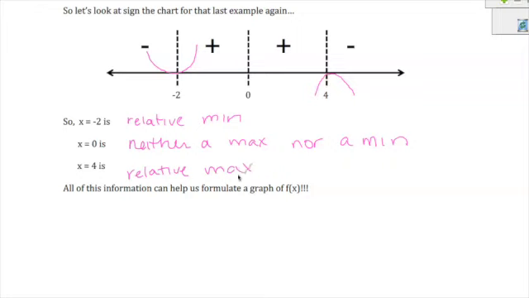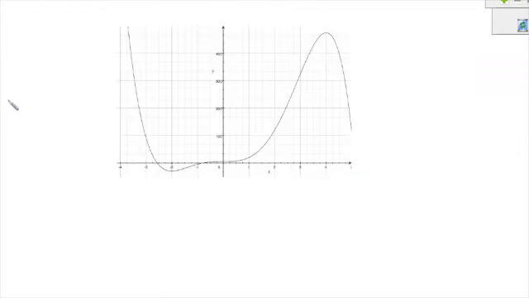All of this information helps us formulate a graph of f of x. So remember, we do not have a calculator. If we look at what's happening on this graph, we said at -2 we had a relative min, and we also knew the slope was 0 there, so that's fine. And we were decreasing to the left of that.